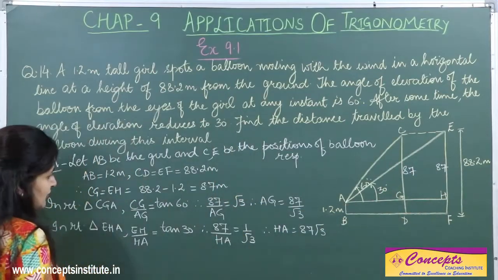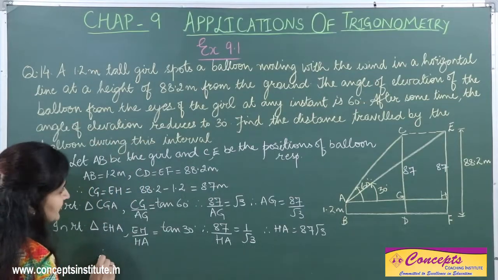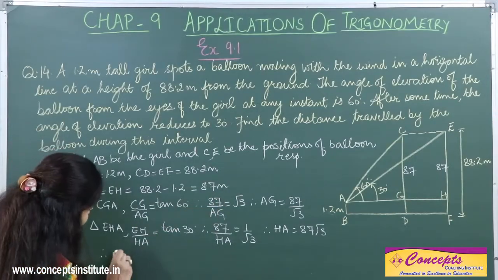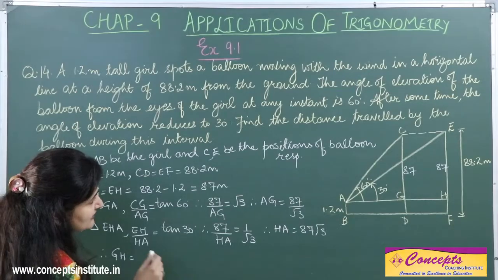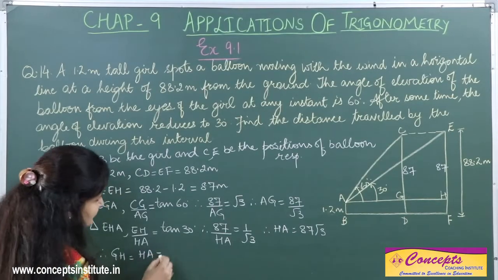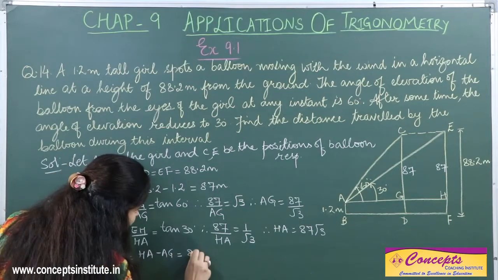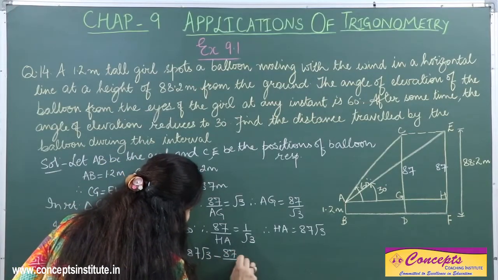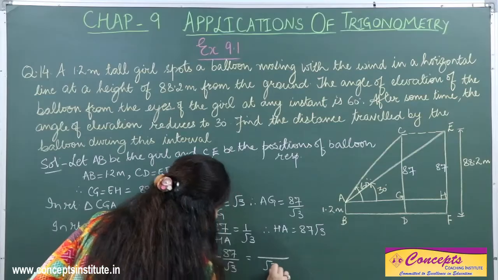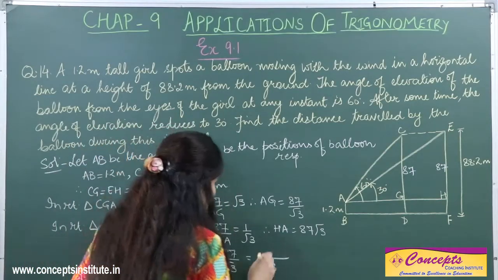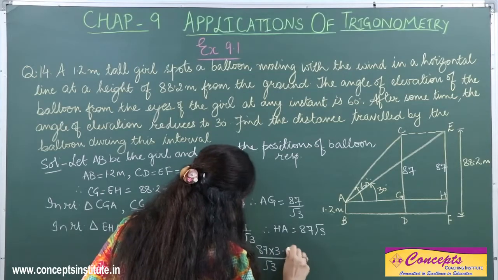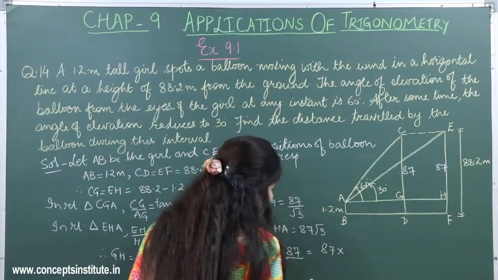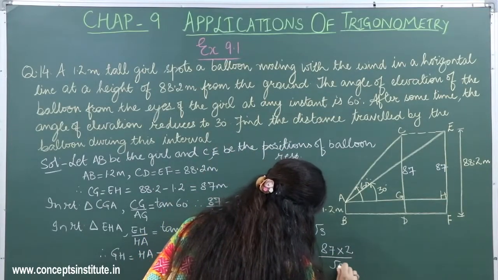So to find out CE or GH, I would just subtract. So I can say, therefore, we have to find out, let's say GH. So GH would be equal to HA minus AG, and that would be 87 root 3 minus 87 upon root 3. So on taking the LCM, I get root 3. When root 3 gets multiplied here, I would get 87 into 3 minus 87. So which would be 87 into 3 minus 1, which is 2 upon root 3, isn't it?